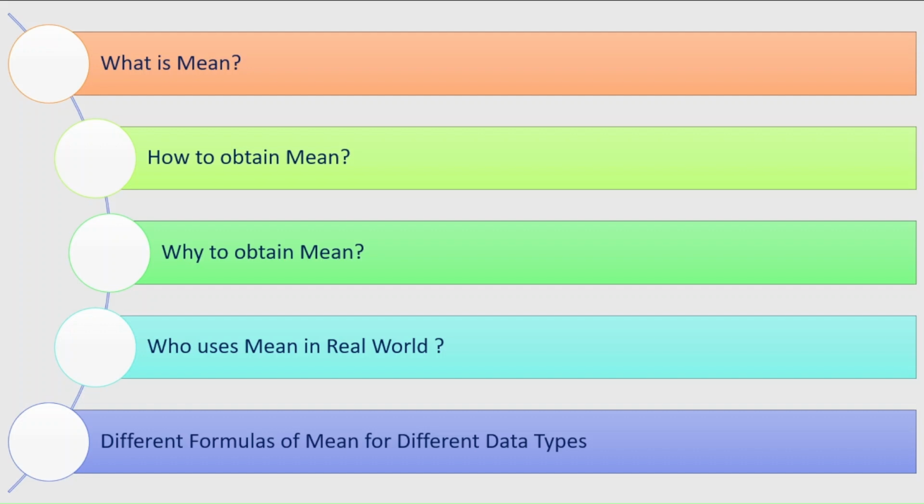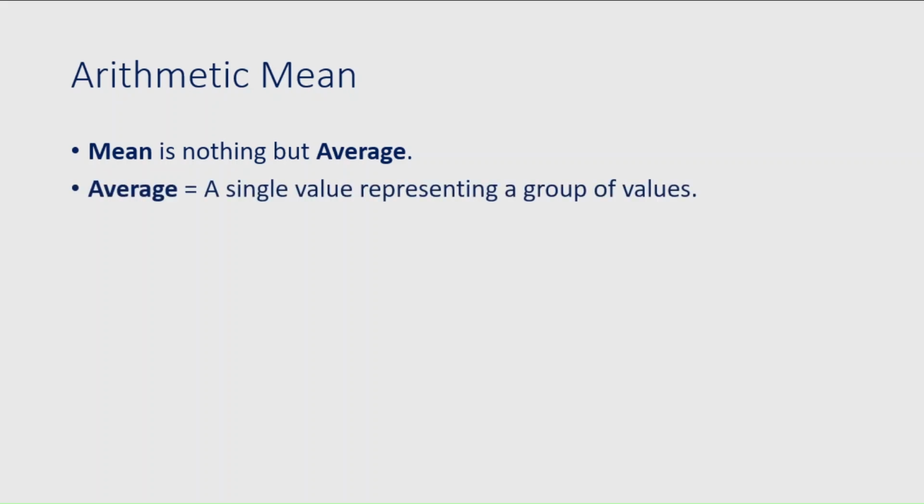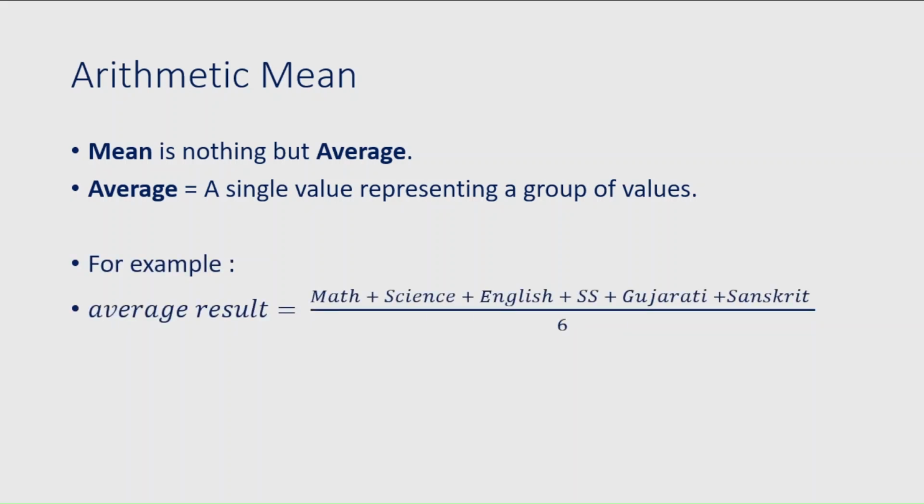So let's begin with what is mean. In simple words, mean is nothing but average. Now the question arises, what is average? So average is a single value representing a group of data. For example, average result. In this, we total the marks obtained from each subject and divide the total with the number of subjects to obtain a value which represent the performance of the student from all 6 subjects, right? I hope you got a brief idea about what is average.